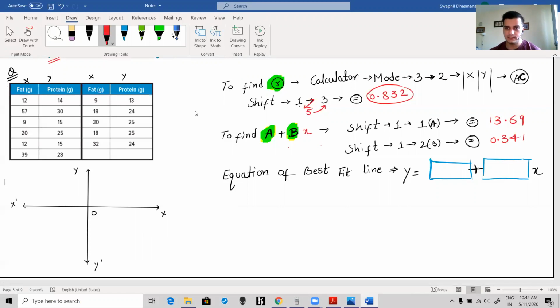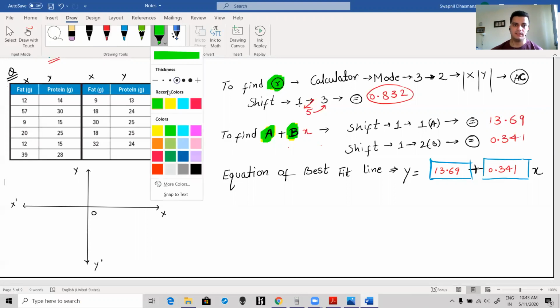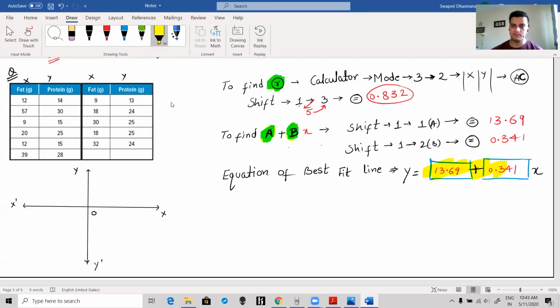So once I have these two values, I'll just put them in the equation. The value of A is 13.69. The value of B is 0.341. And that will be the equation of the best fit line. So this is one of my answers.